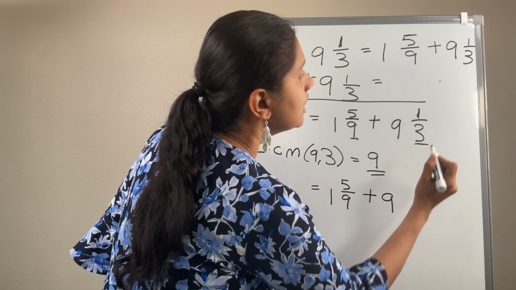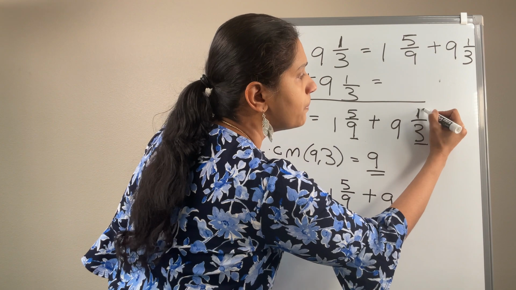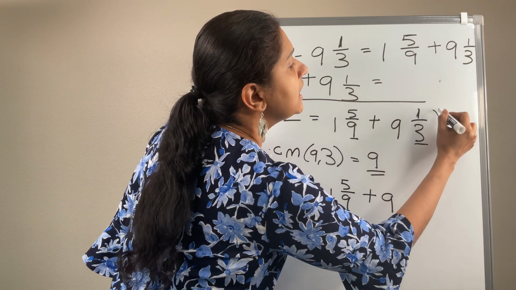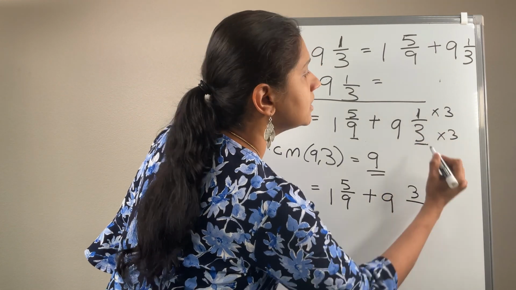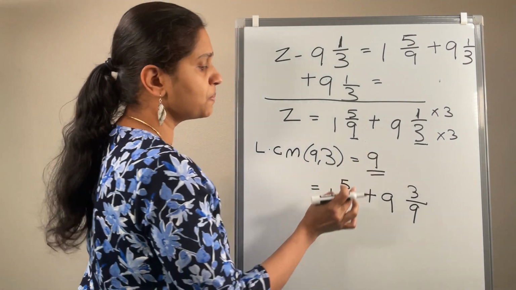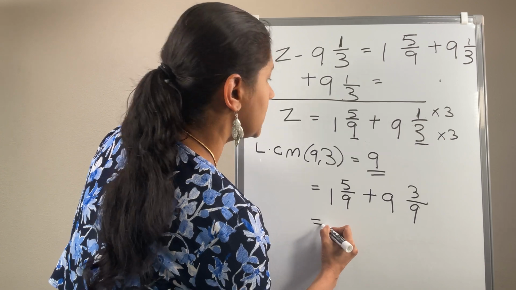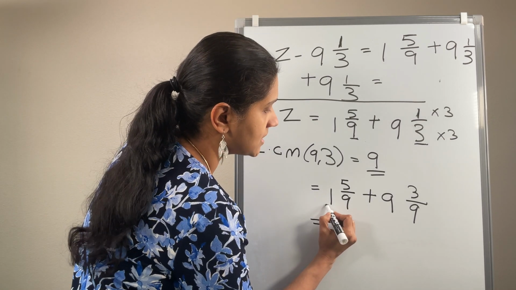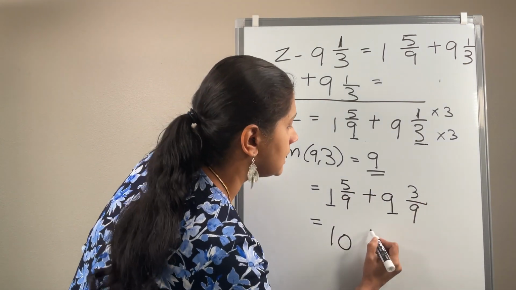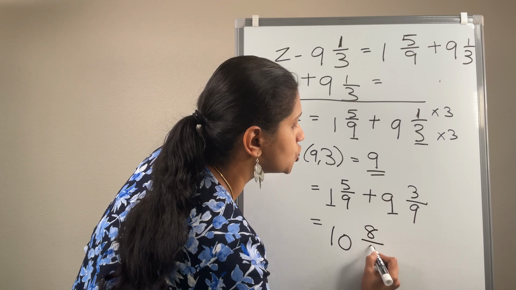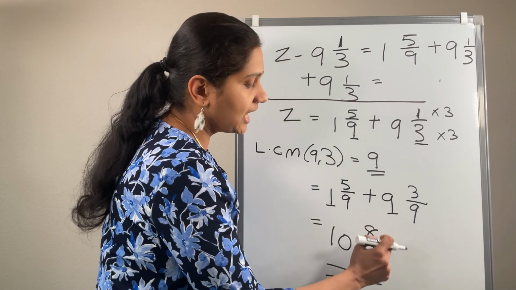Plus 9 1 by 3. Here, in order to make the denominator 9, we have to multiply both numerator and denominator by 3. So that will be equal to 1 times 3 is 3, 3 times 3 is going to be 9. I am simply making the denominators the same, like denominators. So that is going to be equal to, now add the whole numbers, 1 plus 9 which is 10, 5 plus 3, 8, then denominators you should not add, you have to write it as such. So that is going to be equal to 10 8 by 9.